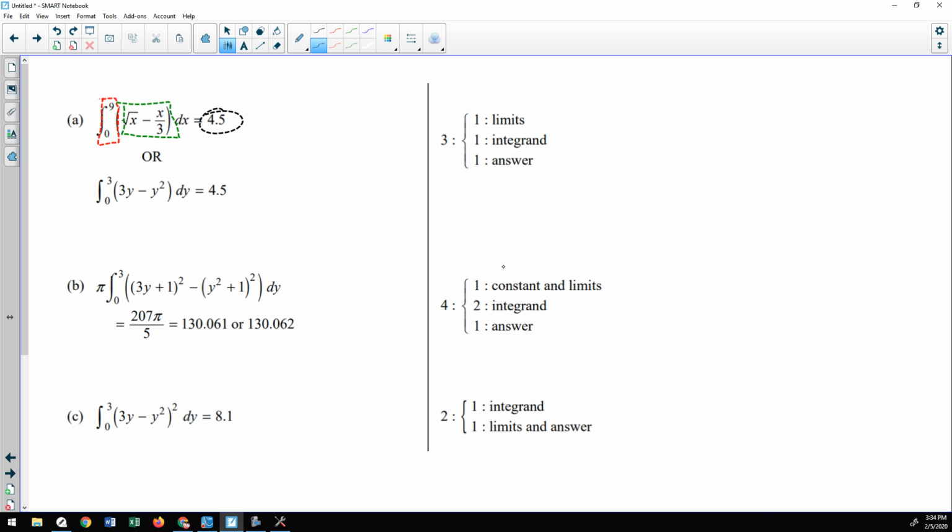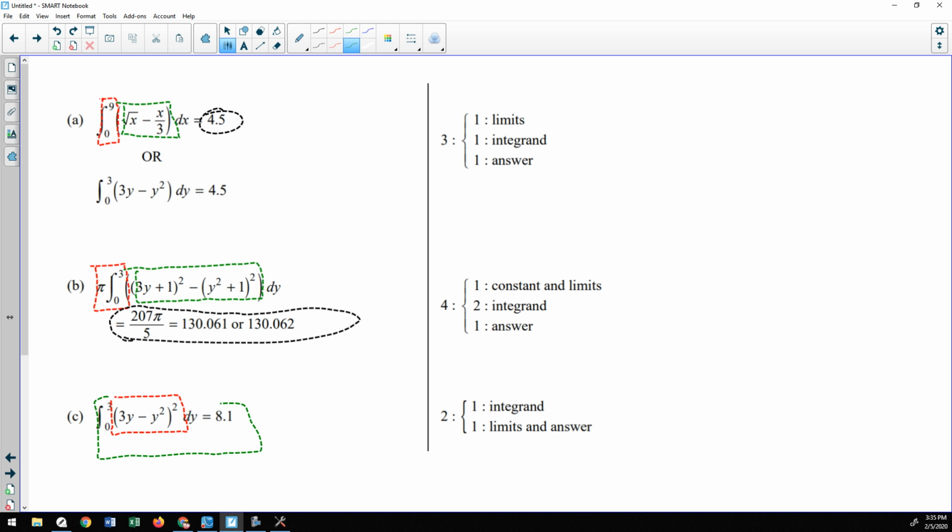If you look at B, it is 4 points total. 1 point for the constant and limits, right there is 1 point. 2 points for having the integrand set up correctly, and then 1 point for getting the answer in any one of these forms. And again, what I was saying earlier, you can truncate at 0.061 or round up to 0.062. And then part C, you got 1 point for the integrand and 1 point for both the limits and the answer. So the limits and the answer combined to a single point. And there is your grading breakdown for this question.